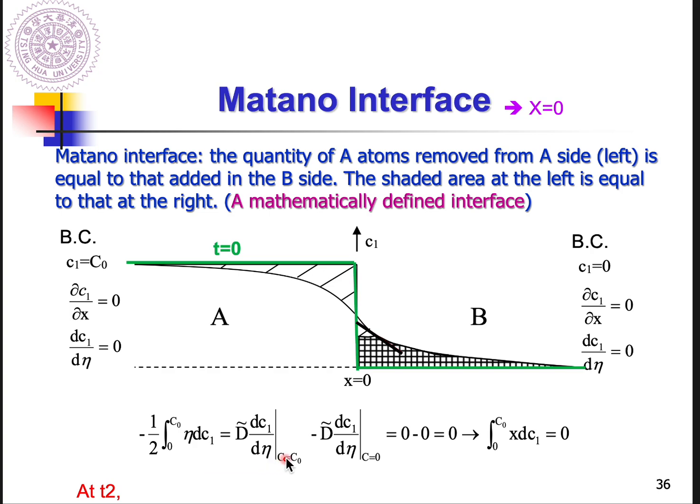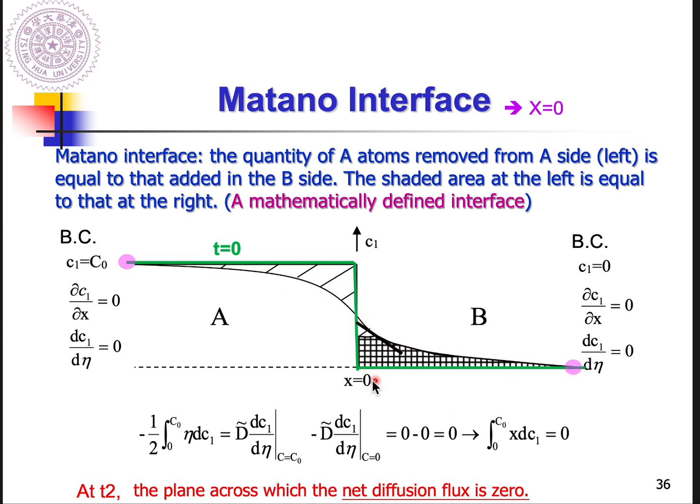And if we use this term, C equals C0 minus C equals C, then you will get 0. So based on this, you can get the relationship ∫ x dC from 0 to C0 equals 0. This plane, we call it the Matano interface. It's reasonable, right? This area will be identical with this area.